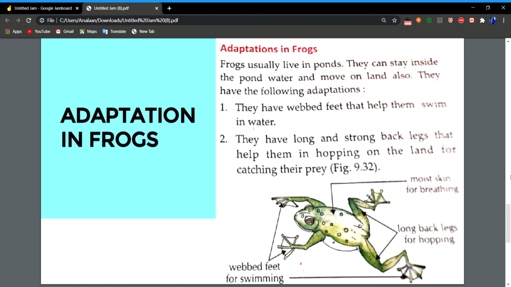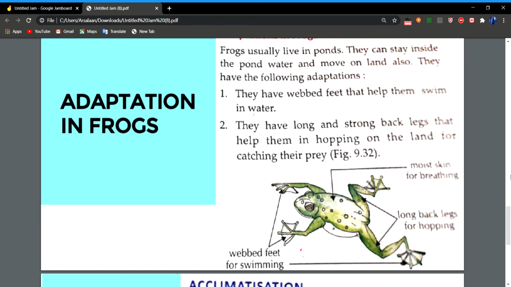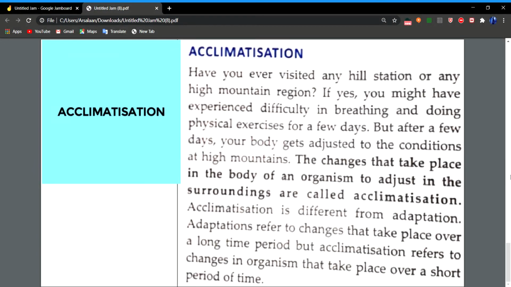Then, when it remains in water, it breathes through its moist skin, and when it comes out, it breathes through lungs. These are the adaptations of the frog. Now, all these adaptations we have finished. Now, there is one more term that is called acclimatization. What is acclimatization?